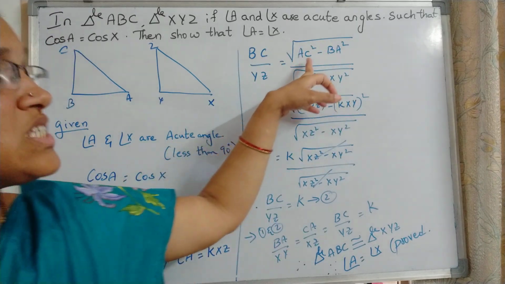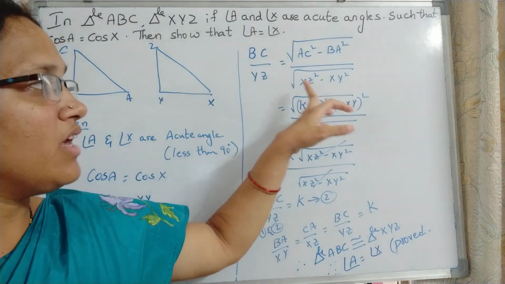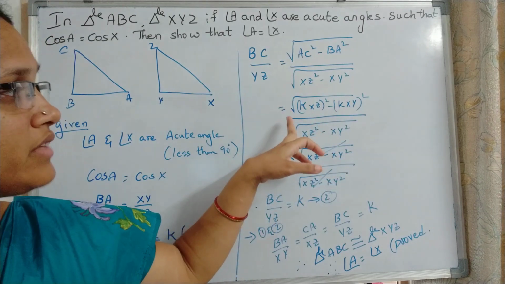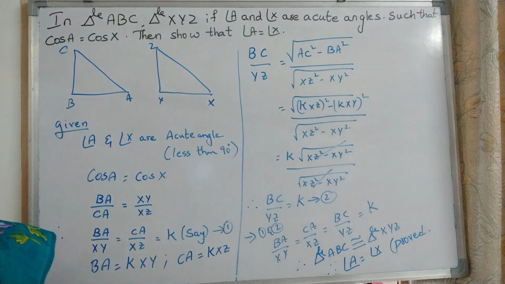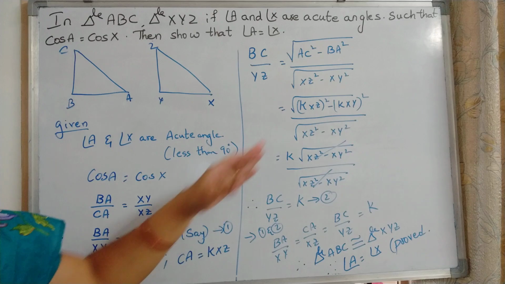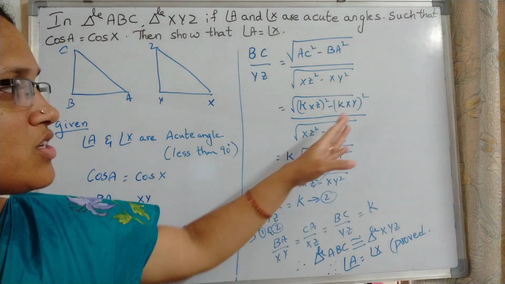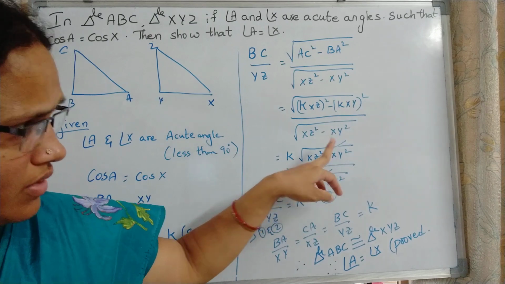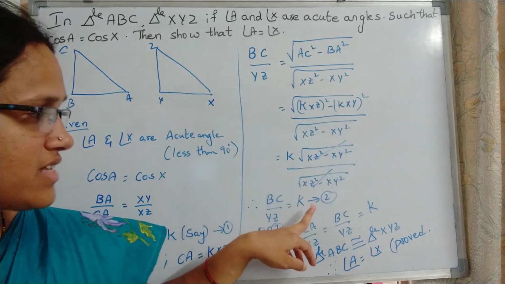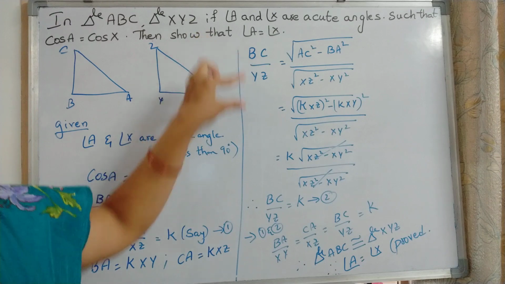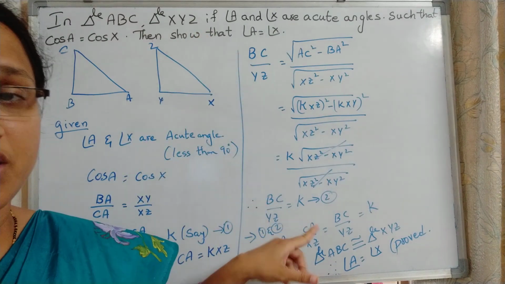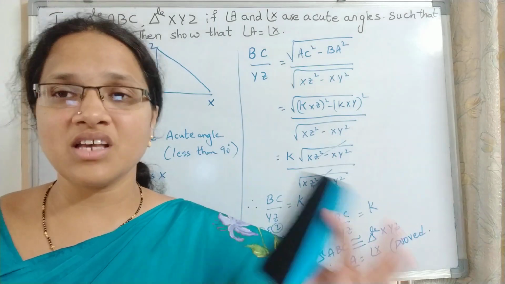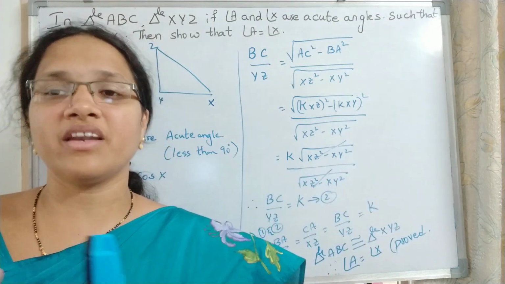So root of AC square minus BA square by root of XZ square minus XY square. That equals to root of, as we have derived the lines here, yes or no? So I applied them here and I wrote it. So I took k square constant from both of them in the numerator. Numerator and denominator got cancelled, and BC by YZ is also equal to the constant. So you know that if one thing is equal to constant and other thing is equal to constant, both the things are equal to each other.